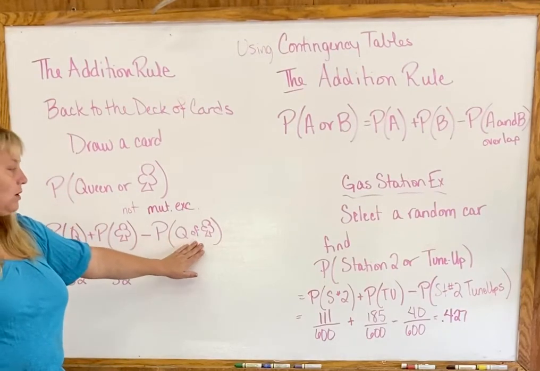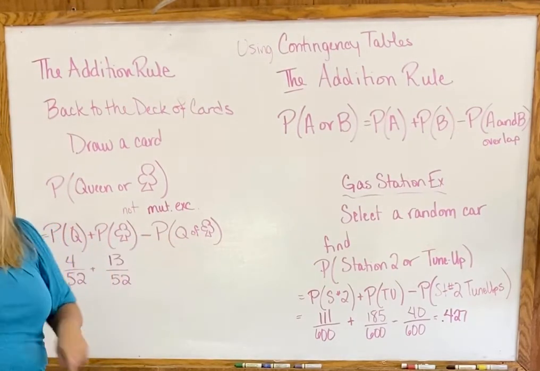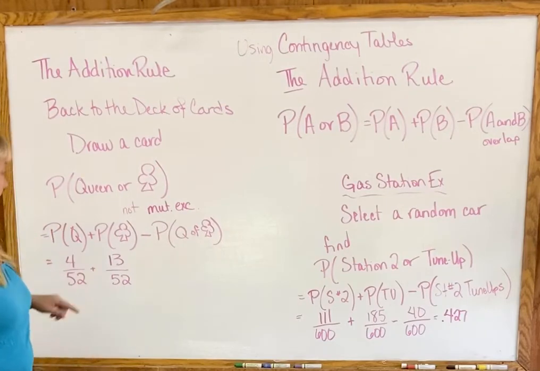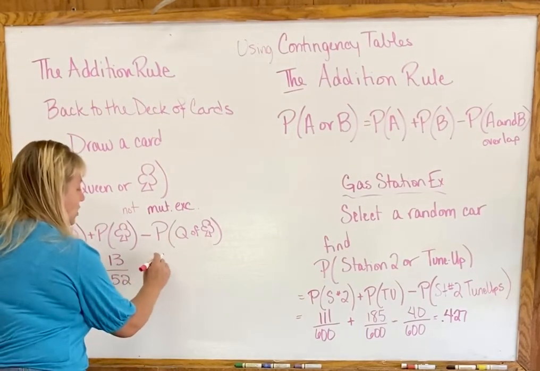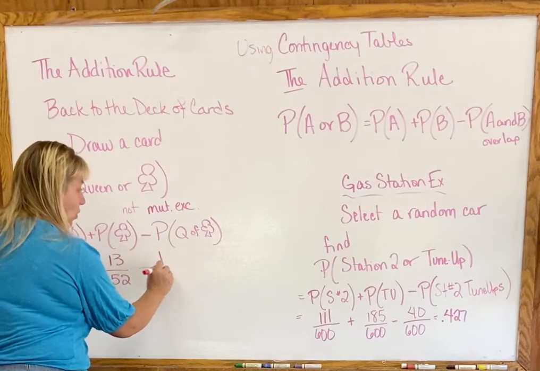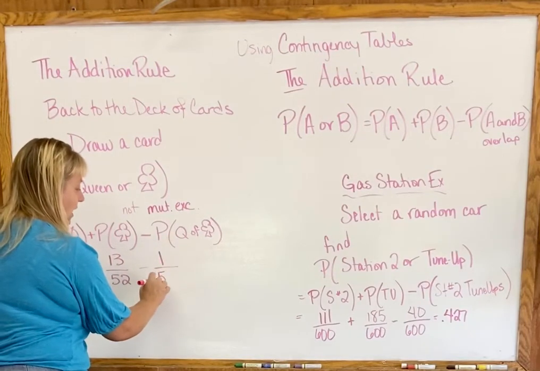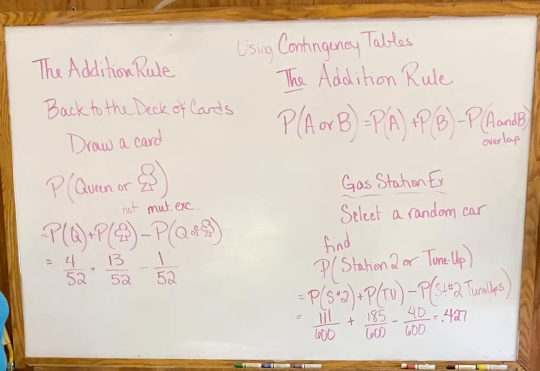But then one of those cards is the queen of clubs, right? Now the queen of clubs, did it get counted here? Did it get counted in here? Okay. So how many times did it get counted? Twice. So there's your overlap. So we're going to subtract away the extra counting. Now there's only one queen of clubs, so we subtract away just one.